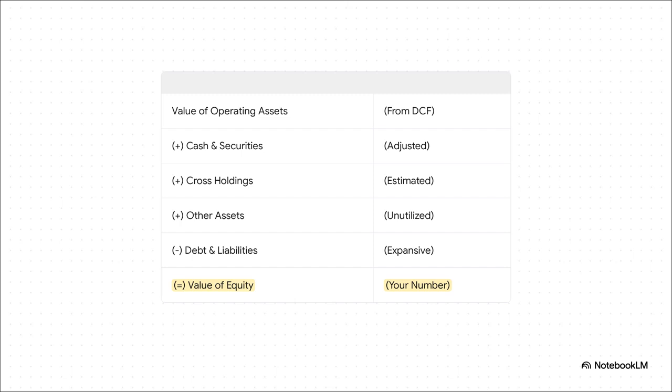So, here it is, the entire journey on one slide. It's a simple, logical flow. We start with the value of the operating assets. That's our number from the DCF. Then we add the value of all the non-operating assets. Cash, making sure to adjust for management quality, cross-holdings, using our best available estimates, and any other unutilized assets we found, being careful not to double count. From that total value, we subtract all the claims, the debt, and other liabilities. And what's left over? That's it. That's the value of the equity. That's the number that investors like us really care about.